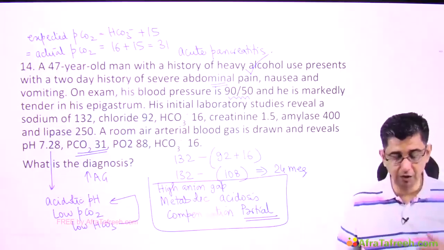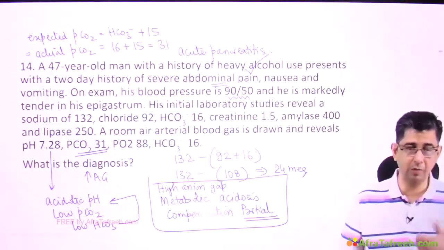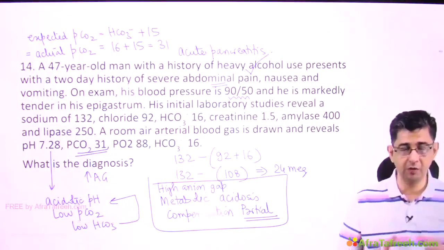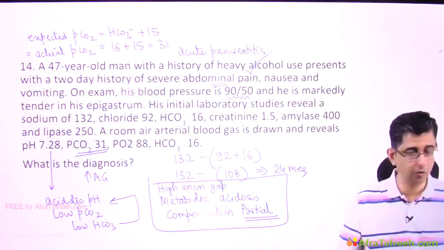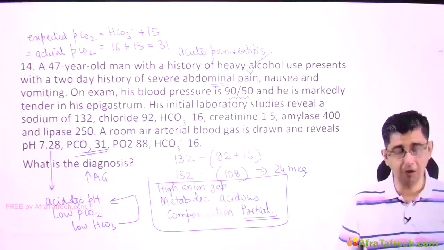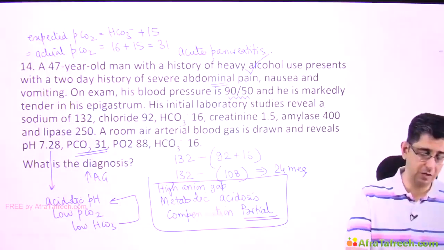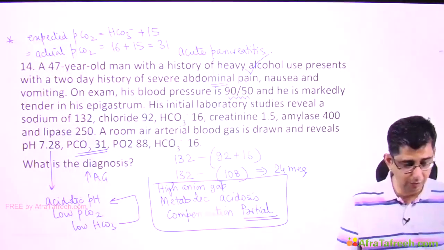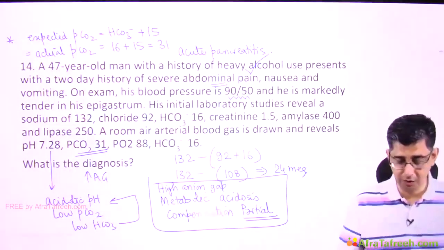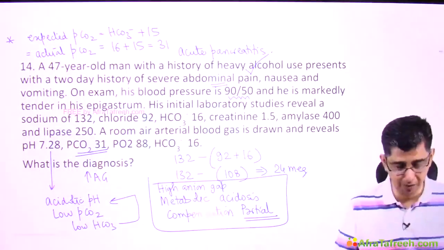Why do we calculate this expected PCO2? It is to check whether compensation is occurring or not. If this formula had not been satisfied in this question, there could be a combination of metabolic acidosis and respiratory acidosis in the patient as well. But because the formula is satisfied, there is no mixed disorder. It is just a compensatory disorder. The answer to this question is HAGMA, high anion gap metabolic acidosis with partial compensation.